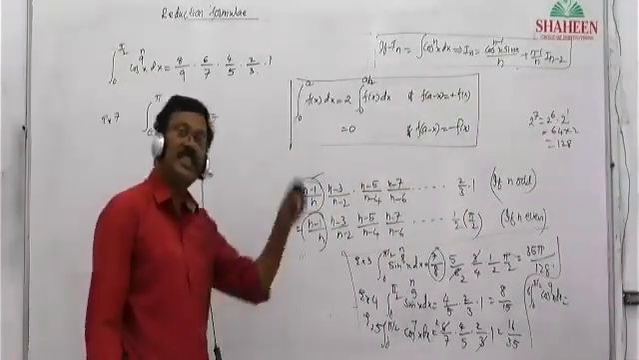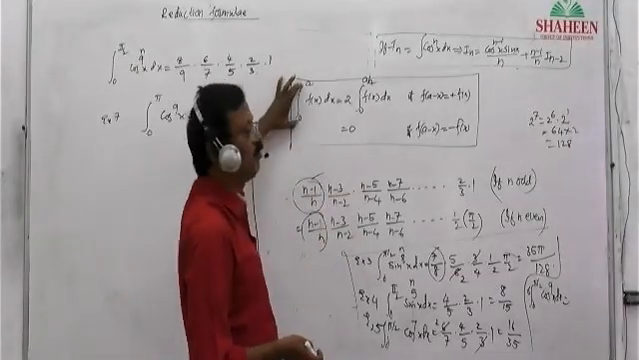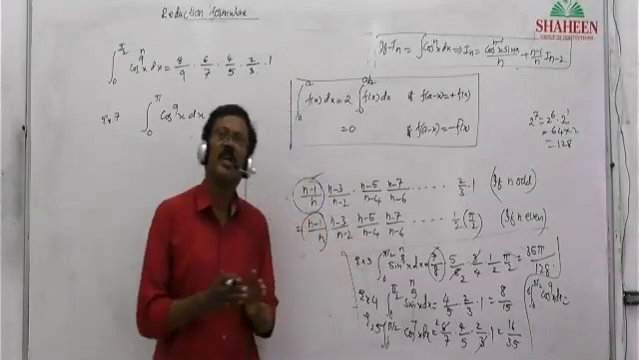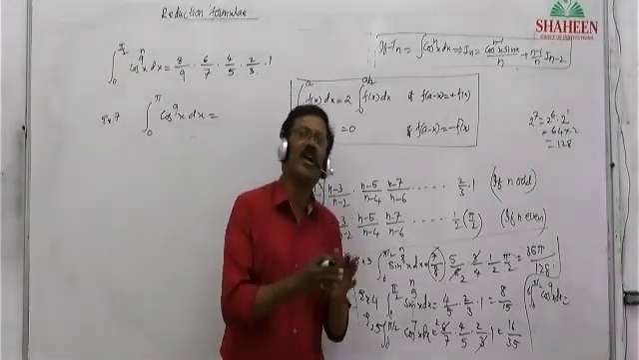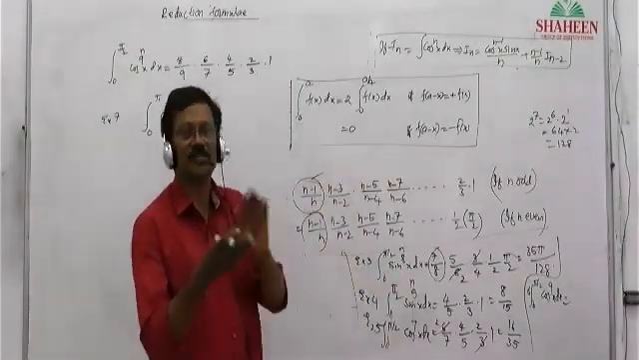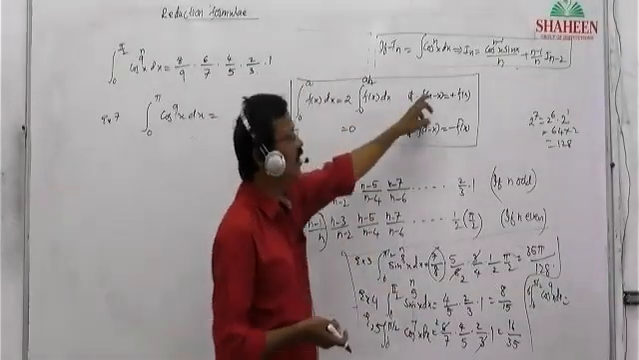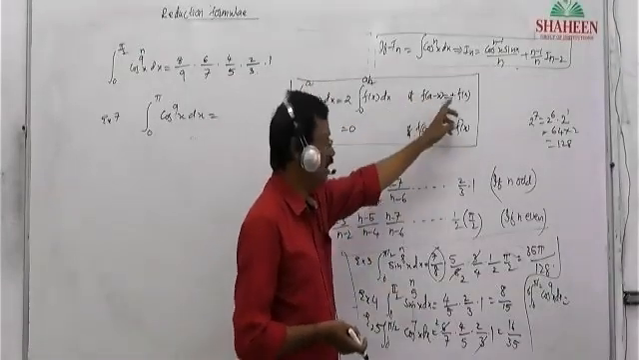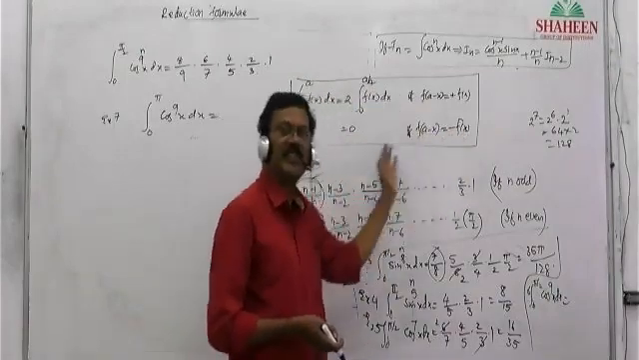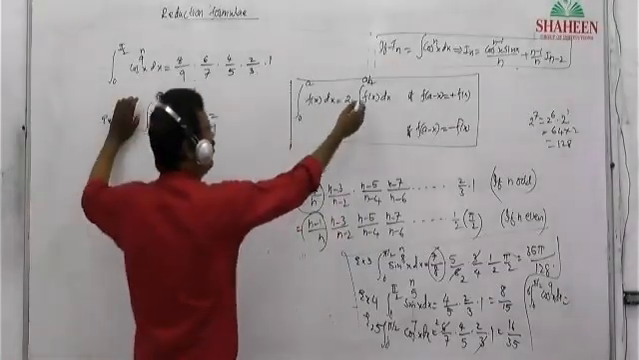Now, when we check even or odd, it is when the limits are from minus a to plus a. If it is odd, the integral is 0. If it is even, 2 times. But if the limits are from 0 to a, we check these two: if it is plus f(x), 2 times the integral of 0 to a/2. If it is minus f(x), the integral is 0.